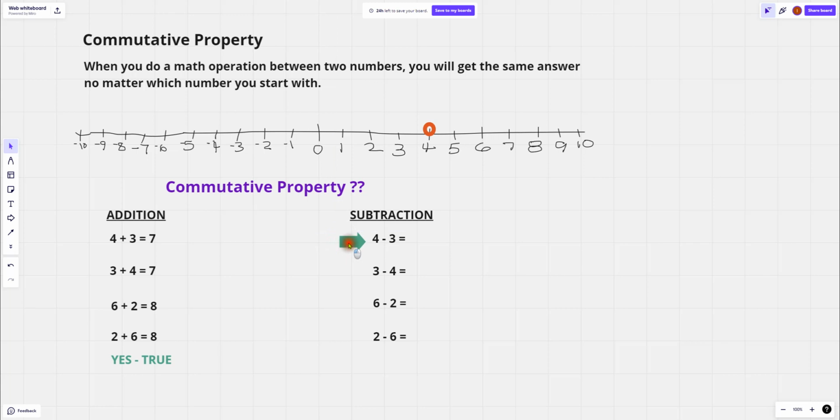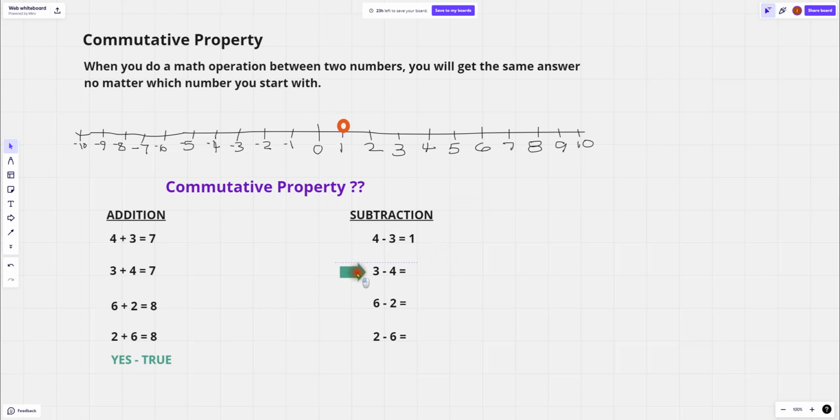So let's start with the number 4, and we're going to subtract 3. So we're going to use 4 and 3. 4 minus 3, what will we get? So we're going to start our bouncy ball at 4, and we're going to go to the left 3 spaces to represent subtraction, okay? So here we go. We start at 4, and we're going to go 1, 2, 3 on our number line to the left, and we get to the number 1. So 4 minus 3 is 1.